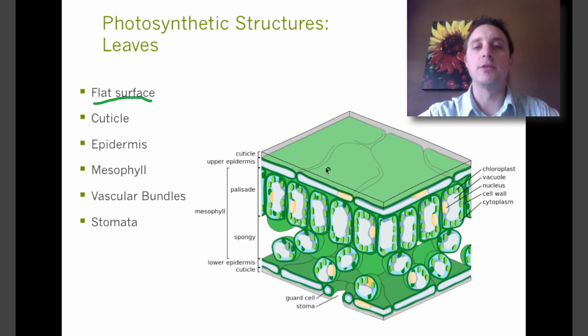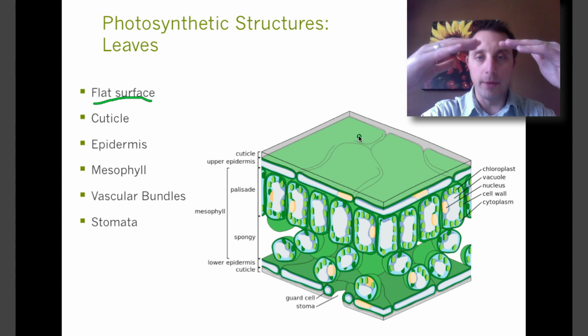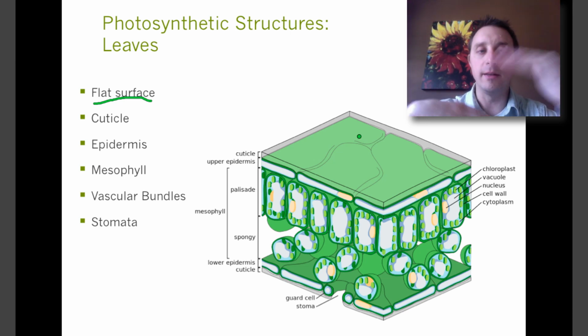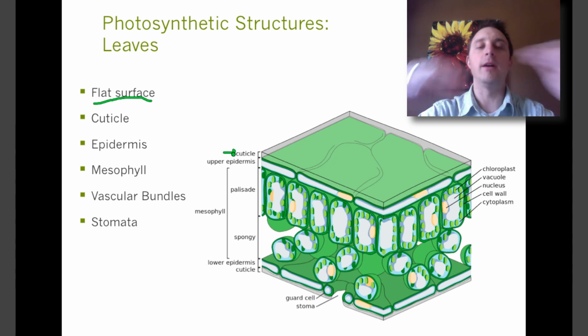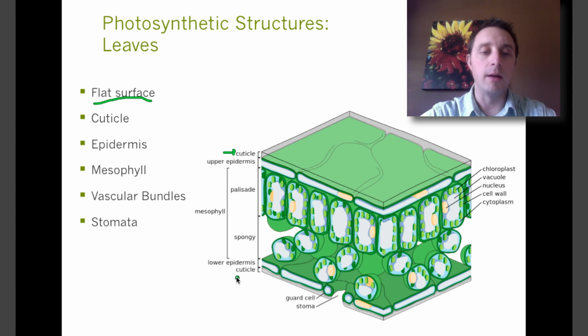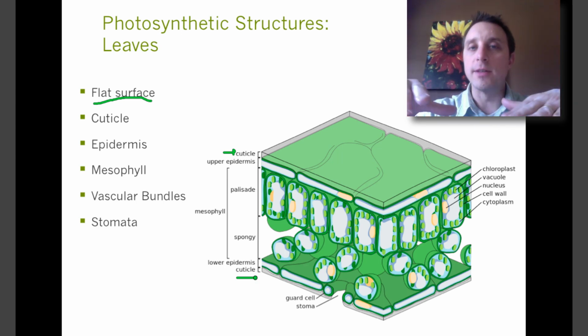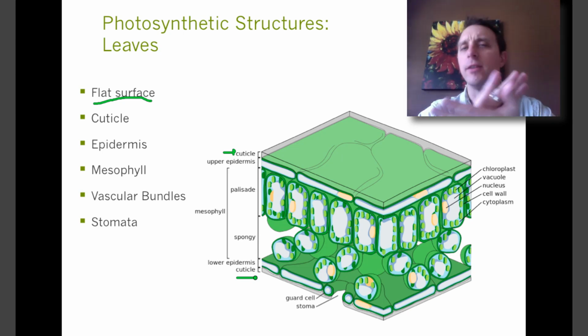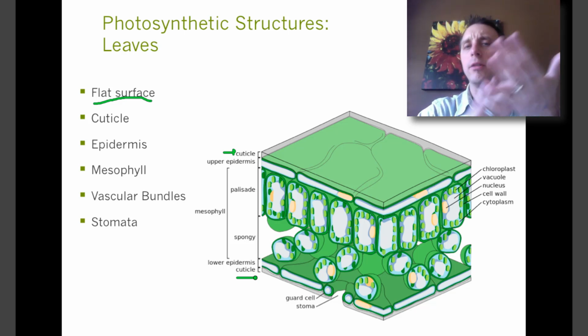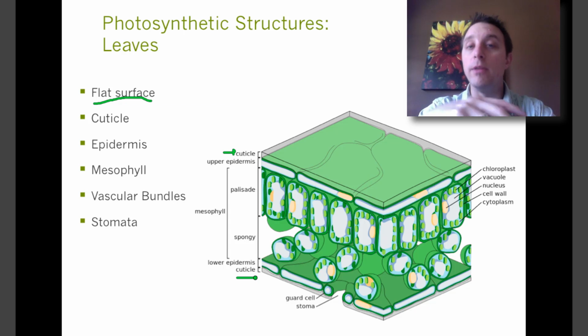Some of the important structures, going from the outside of the leaf in. First we come to the cuticle, which is on the very outside, the top, and also here on the bottom. That's a waxy layer which covers the leaf and prevents water loss. It's a waterproof barrier, kind of like coating your hands in Vaseline, which sounds kind of gross, but that would keep all of the moisture in. The cuticle performs the exact same function.